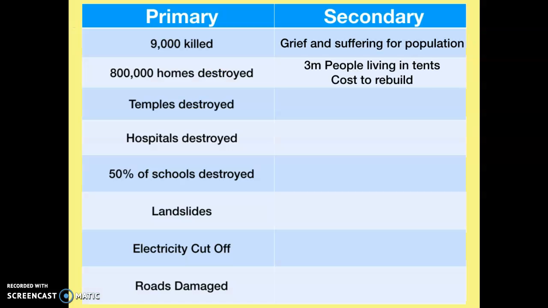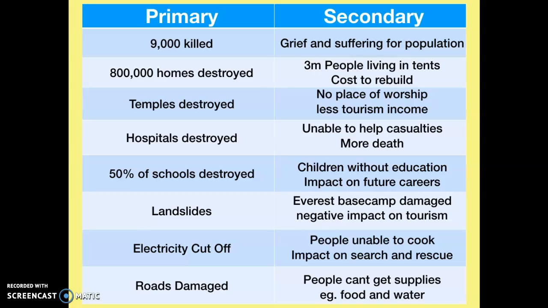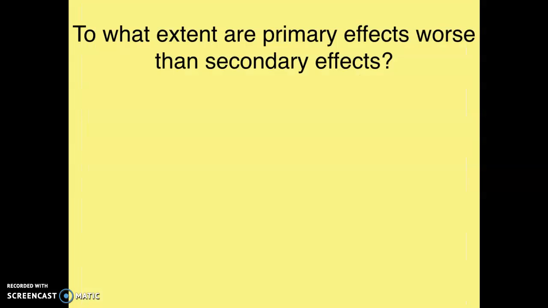So if we go back and have a look at those different effects, on the whole, do you think that the primary effects are worse than the secondary effects, or do you think that the primary effects lead to worse secondary effects? And because it's a question which is asking you to what extent, you're essentially having to assess that. So you need to create a balanced argument. So you're going to be giving both sides of the argument, having a look at some primary effects and then a secondary effect. And then at the end, you need to have a conclusion. So on the whole, after considering both primary effects and secondary effects, I think that primary effects or secondary effects are worse. Okay?